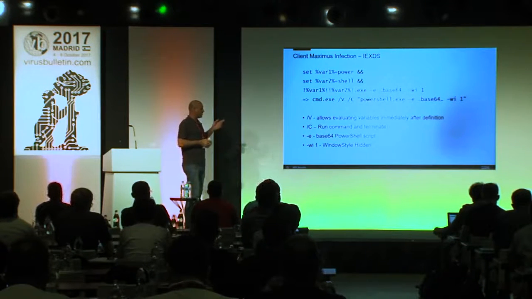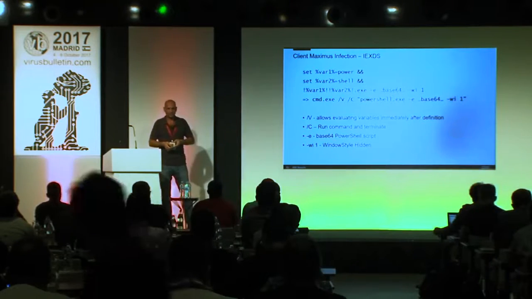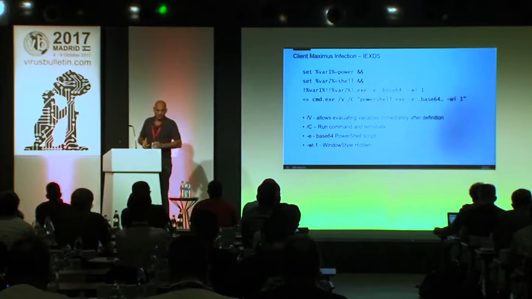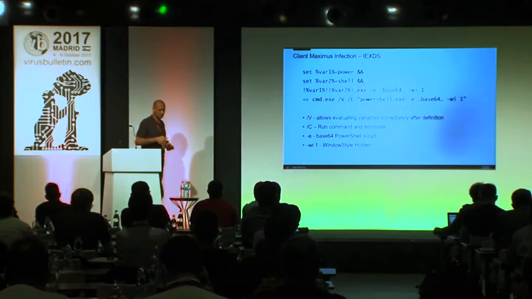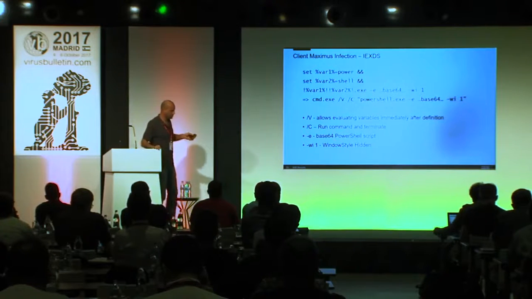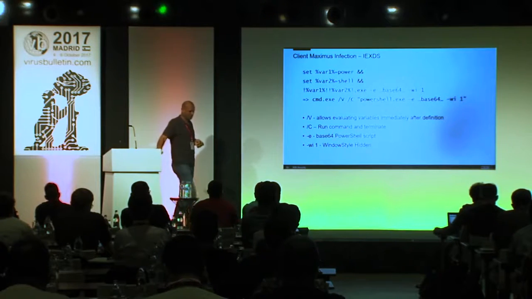Next, you can see that it uses PowerShell.exe -e. The e flag is, of course, the base64 payload itself, and then -wi, which is the window style hidden, which means that the window will be invisible. This is important for the next stage.